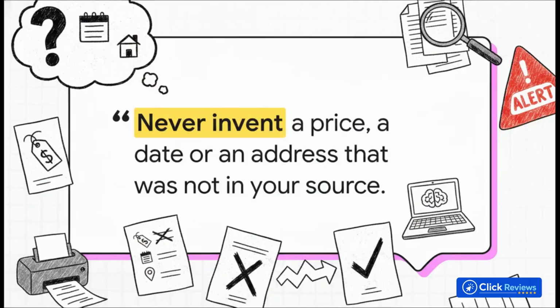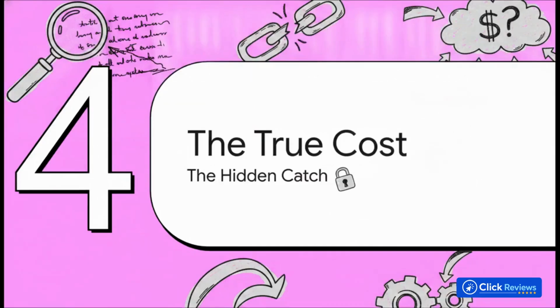Crucially, the AI handles facts on those posters with a very strict anti-hallucination rule. It is told never invent a price, a date, or an address that was not in your source. If a detail isn't in your link, it explicitly flags it as not stated in source instead of just guessing and making something up. This is a massive safety feature, right? Because printing 500 copies of a beautifully designed poster with the completely wrong date or price is a very, very expensive mistake to make. Which brings us to Section 4, revealing the true cost, the hidden catch.